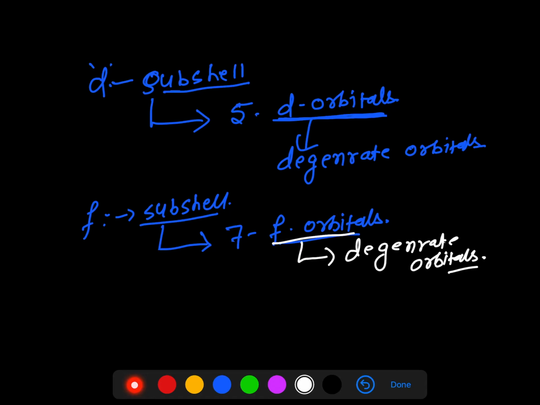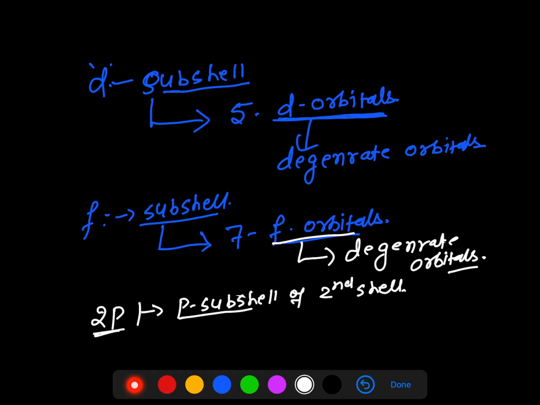For example, if I take 2p, it is a p subshell of the second shell, right? This p subshell of the second shell has 3 p orbitals, we know that. All these 3 p orbitals of the second shell will have the same energy, or they are degenerate orbitals. Fine. But you will not say 2p and 3p, all the p orbitals over here are degenerate.